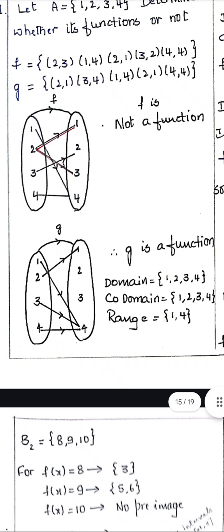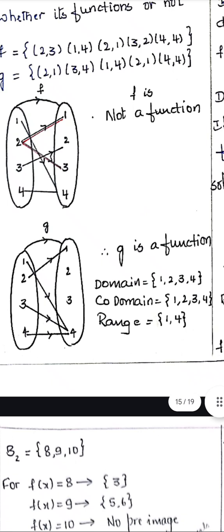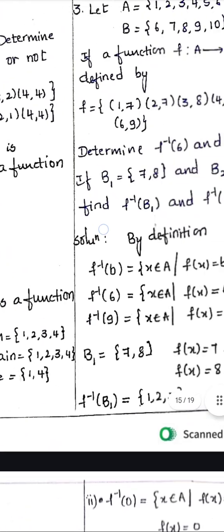Then for g, we have 1 is having 4, 3 is also having 4. 4 is having 3 pre-images, that is 1, 3 and 4. It is possible. And the range is {1, 4}. For this, g is a function. Domain is 1, 2, 3, 4. Codomain is also 1, 2, 3, 4. Then the range is {1, 4}.